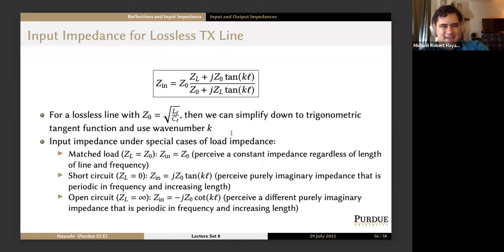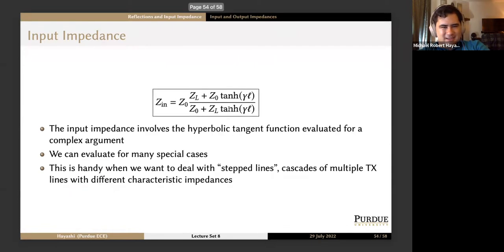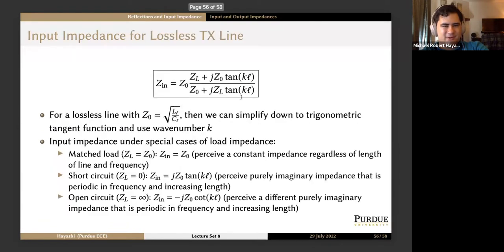So what about in the lossless case? Well, in the lossless case, gamma is just a purely imaginary number. So you're going to get Zin is just plus J Z0 times regular trigonometric tangent of KL, where K is the wave number again. So under special cases, ZL is equal to Z0, which means we have a matched load. Zin is equal to Z0. This bit right here cancels out.